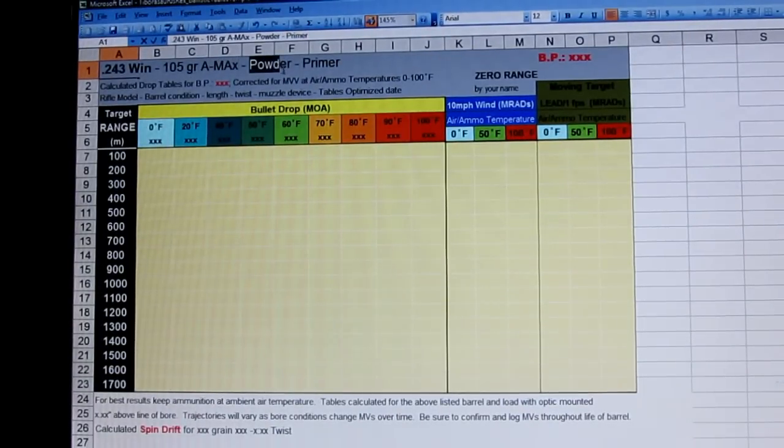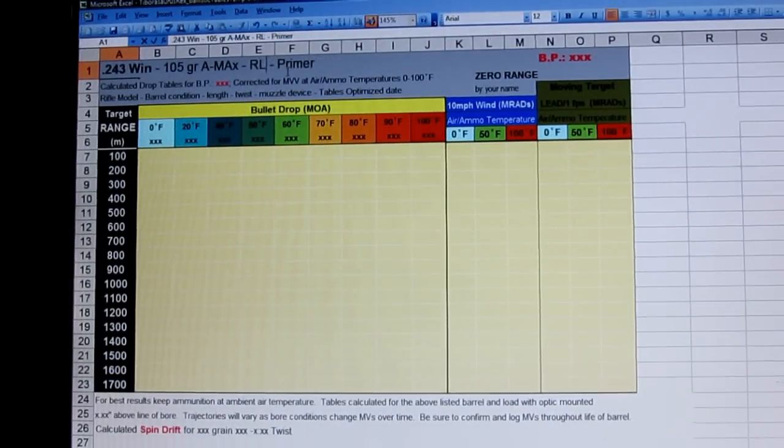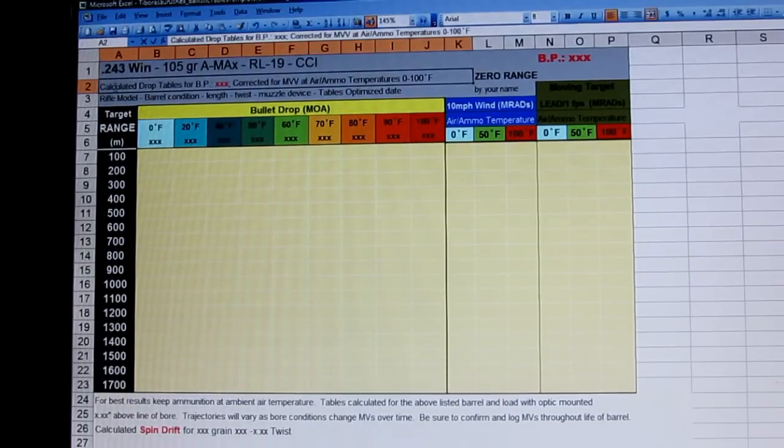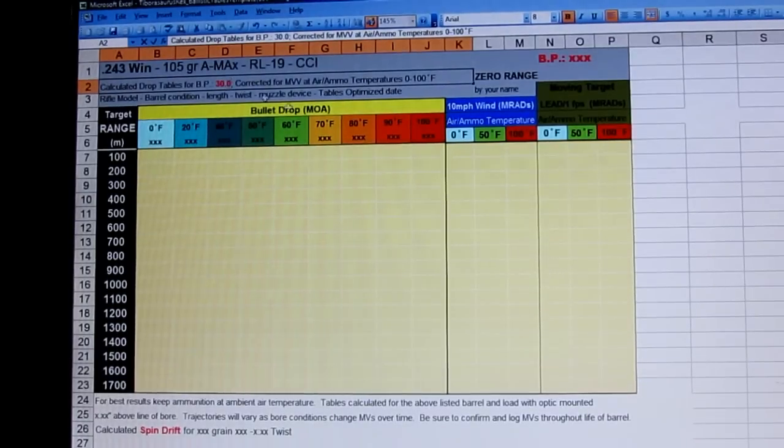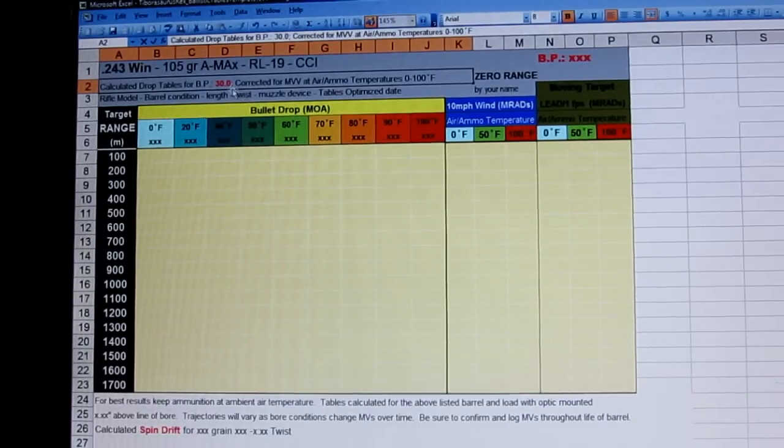Powder is Reloader 19. The primer is a CCI. Okay, and then the calculated drop tables for barometric pressure, I'm just going to go with a 30. This will be my primary table because that's the pressure zone closest to what I'm operating in. And I'm going to do these in even increments of 10, or divisible by 10.